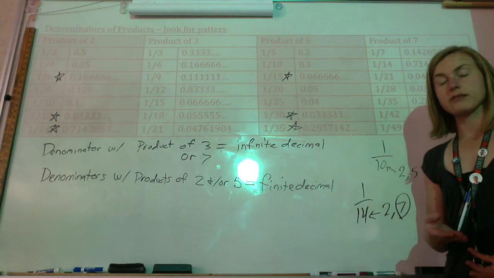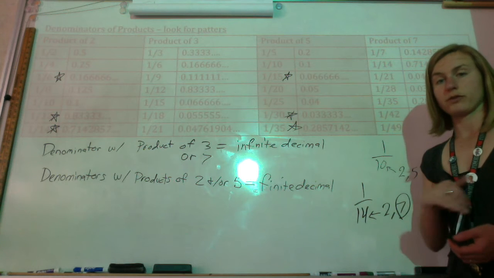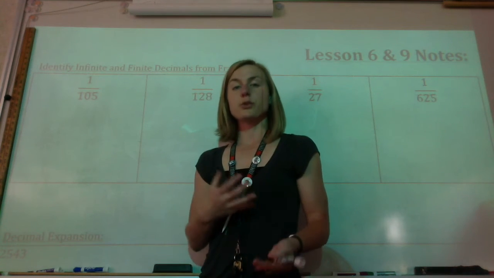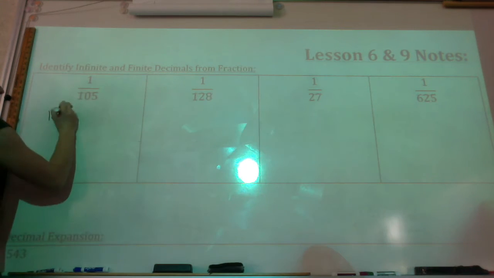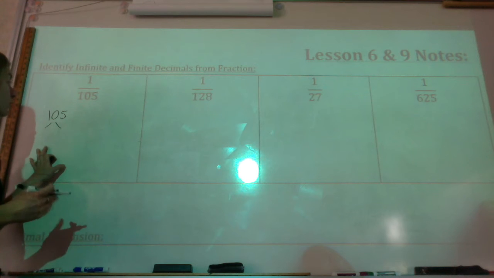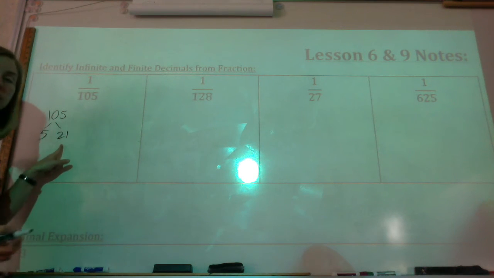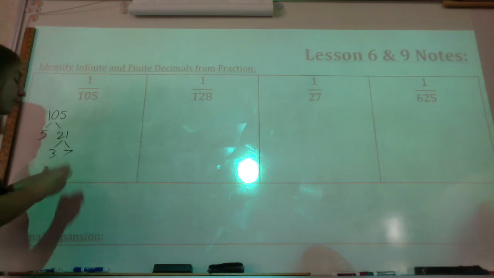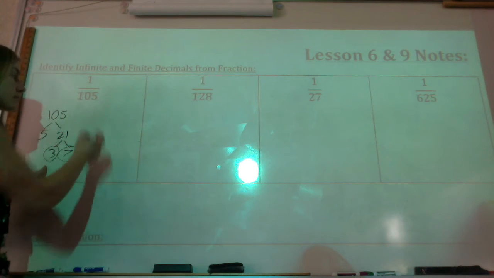So let's take a look at some fractions and see if we can identify, based on their factors, if it's infinite or finite. So now let's take a look at 1 over 105 using the rules we just saw. We need to find out what the factors of 105 are. Well, if we break down 105, we definitely have a 5, and that will give us 21. Then 21 breaks down into 3 and 7. And so we should remember that if we had either a 3 or a 7, this is going to be infinite.